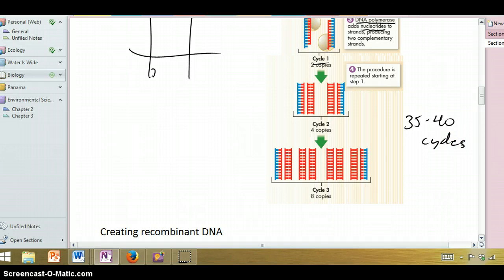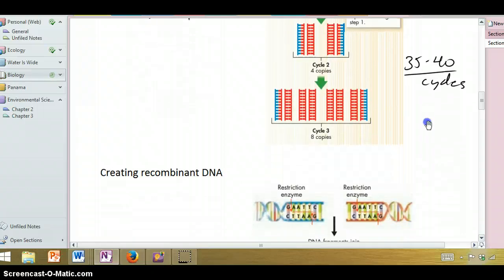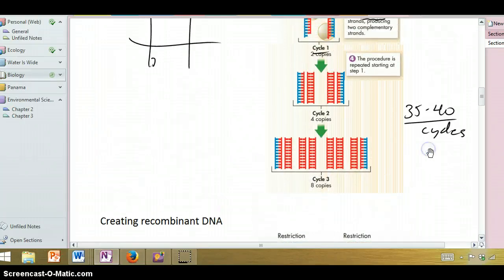And you can perhaps try to figure out how many copies of DNA you're going to have after about 40 cycles. And we'll see what you come up with. It's a lot. So now when you have that many copies of DNA, it gives you a lot of DNA to work with, to do your research with. It's a very, very useful technique.